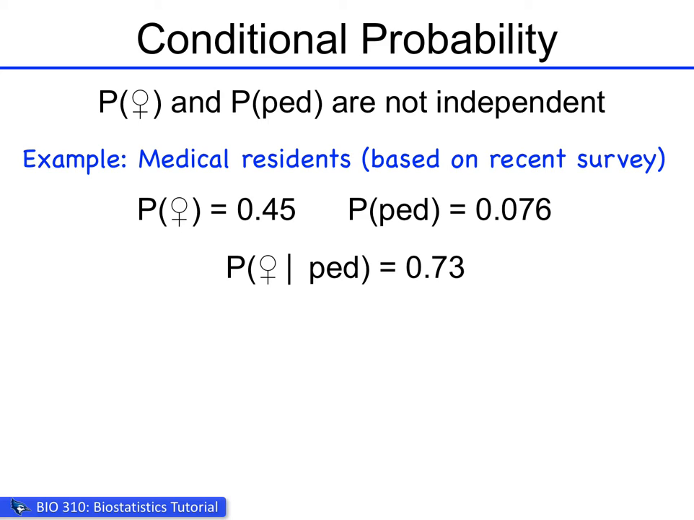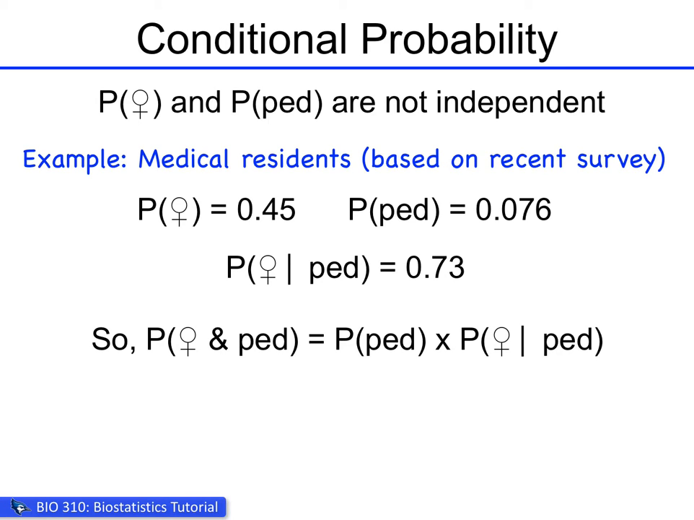Now, 0.73 is quite a bit different than the proportion of female residents overall, which is 0.45. And you'll notice the way we represent this conditional probability. Remember this notation, because it's the notation that we'll use throughout the course when we're doing our probability questions.